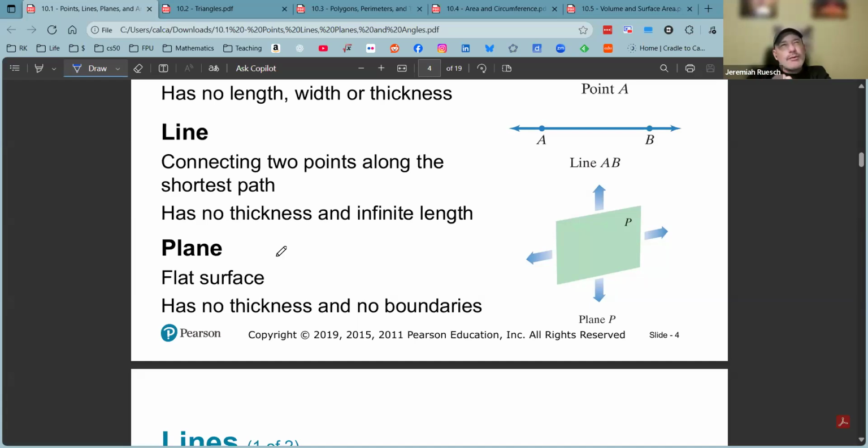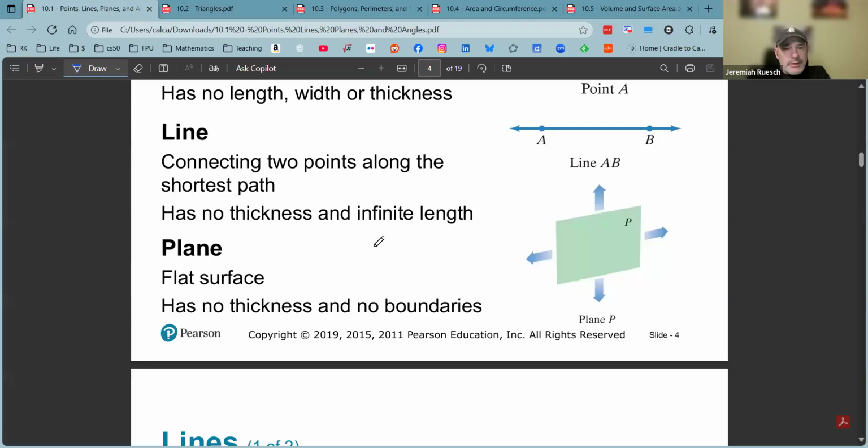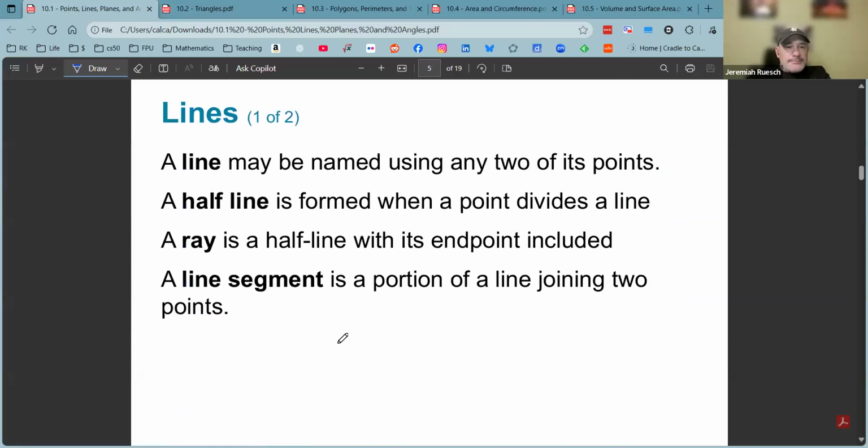I was trying to think of an example. So a sheet of paper is an example of a plane, but a sheet of paper has some thickness to it. But it is flat, and you can have points and lines in your plane. Okay, a line may be named by any two of its points.